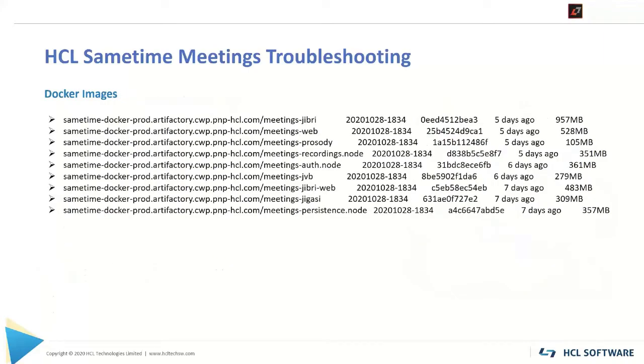This is a screenshot just to give you an idea of what a Docker images command will return. This would tell me all of my different components like Jibri and Web and JVB and Jagasi, the persistence node. It will tell me when these components were built. This particular image came from a pre-release or a candidate that is based on the October 28th. That will tell me as a support analyst which particular build of a component you're running.